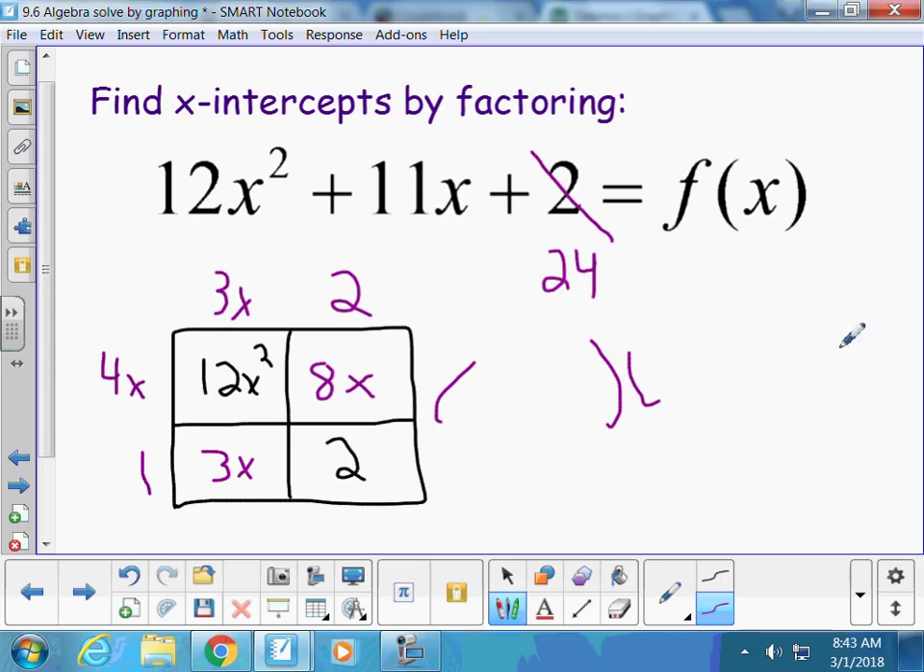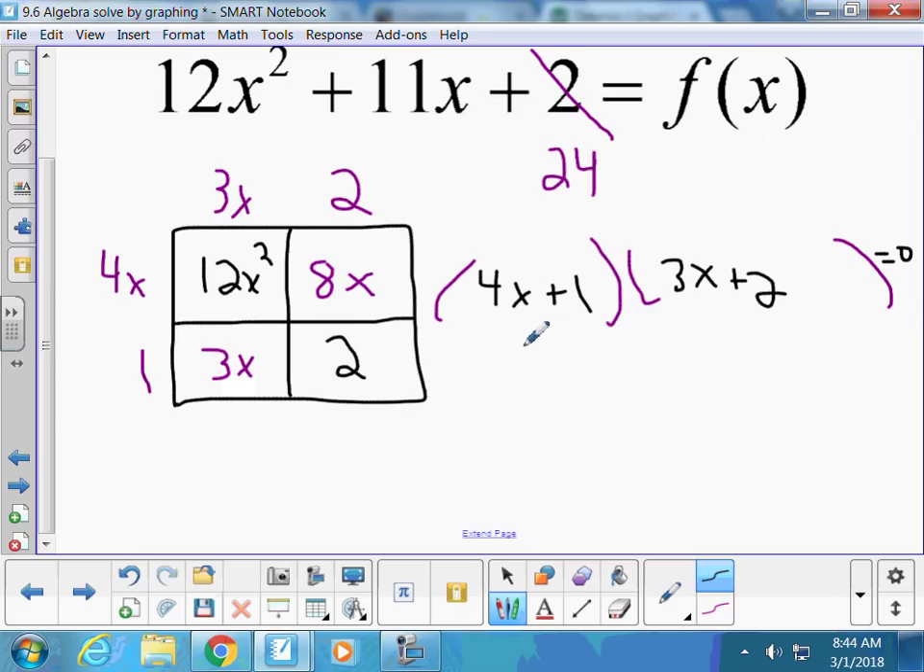I'm going to write it in factored form. I'm not the best at writing with my mouse, I apologize. 4x plus 1 and 3x plus 2. This is all set equal to 0, so we finish with our zero product property. So here's how the zero product property works. You set both these binomials equal to 0, and you solve for x.